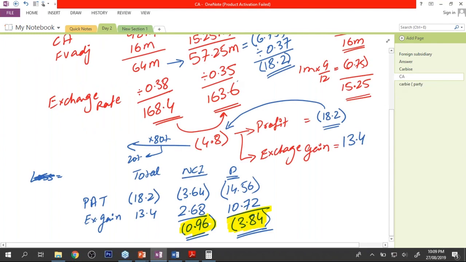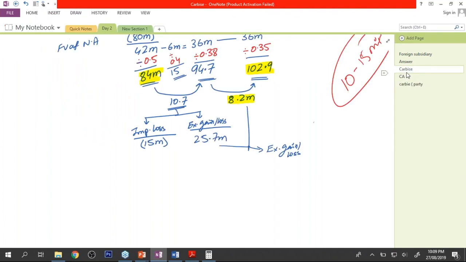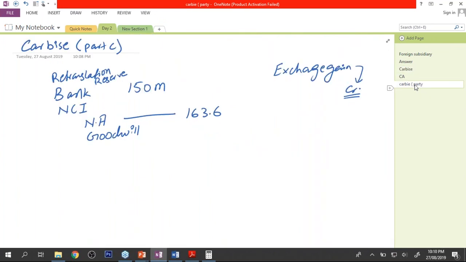If I go back, the carrying value of the net assets was 163.6 at the date of disposal. Apart from that, if we check the value of the goodwill, it was 102.9 at the date of disposal. So we are going to keep the value of the goodwill as 102.9. And now we need to calculate the value of the NCI and the retranslation reserve. So we need to calculate these two values.